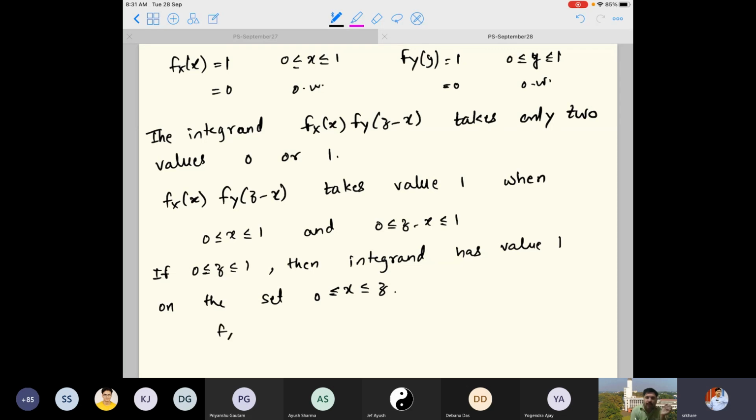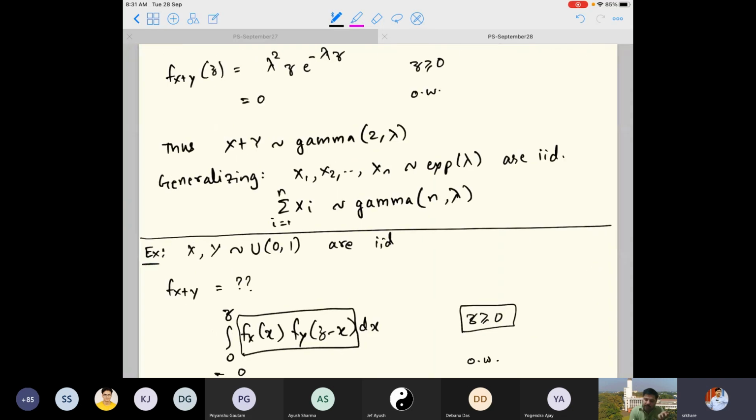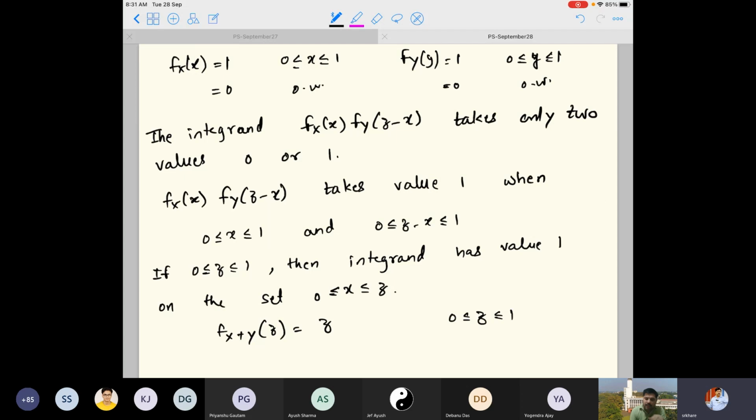So f of x plus y at z is basically equal to z on 0 less than or equal to z less than or equal to 1. So if the integrand is taking value 1, then I'm integrating 1 between 0 to z, right? I'm integrating 1 between 0 to z, so I'll have value z, right? And then what happens in the next part of the range?